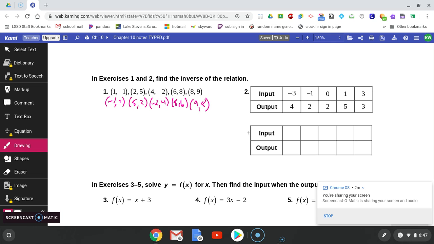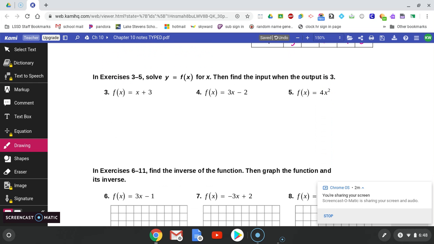So if we're doing number 2, it just switches your inputs and your outputs. So all of your outputs would now go up for your inputs, and all of your inputs would now go out for your outputs. So my inputs would now be 4, 2, 2, 5, and 3. And my outputs would become negative 3, negative 1, 0, 1, and 3. You can always graph the original and graph the inverse, and you can compare the graphs as well. But if all it does is ask you to find the inverse, you're just flipping the x and the y.